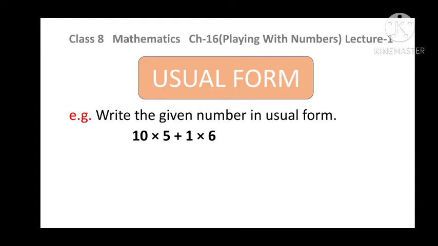It will be 5 is being multiplied by 10. So 5 will be at 10's place. And as 6 is being multiplied by 1, so it will be written at 1's place. So the number will be 50 plus 6, that is equal to 56. So 56 is the usual form of the number which was given to you in your generalized form. Generalized form is 10 into 5 plus 1 into 6. This is your generalized form, and usual form is 56.